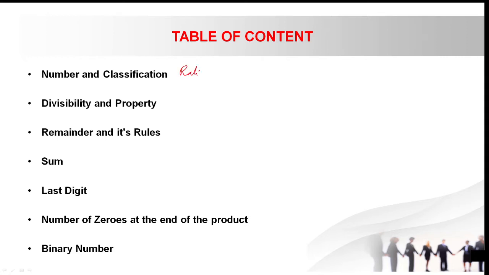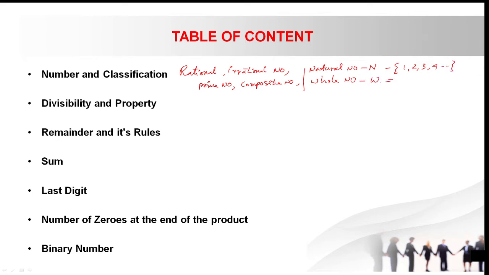So let us say those are rational numbers, irrational numbers, prime numbers, composite numbers. In some other cases, natural numbers. Generally natural numbers are represented by the letter N. So natural numbers means you will get 1, 2, 3, 4 and so on. Whole numbers are represented by the letter W. So here 0 will be included, so 0, 1, 2, 3, 4 and so on.